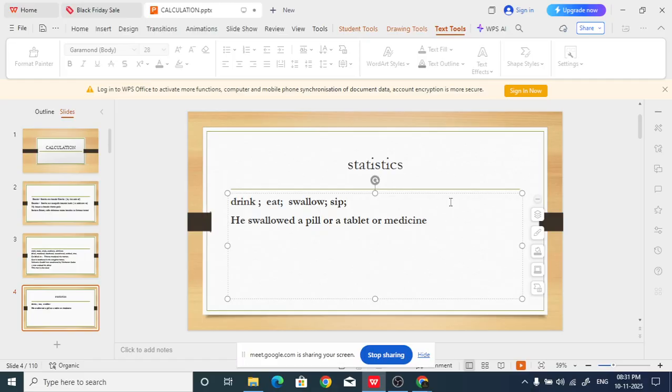When the coffee is very hot, can you drink more quantity? No, sir. You will drink a very small quantity. That is called sip.